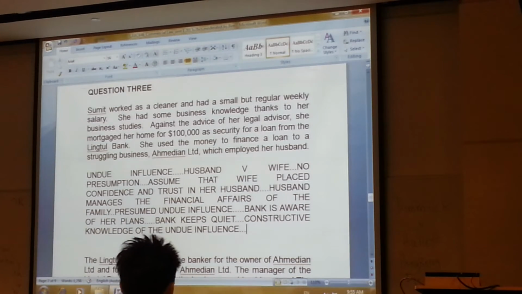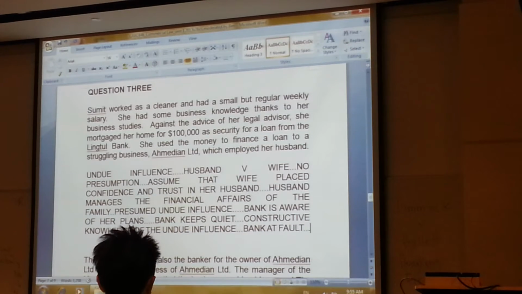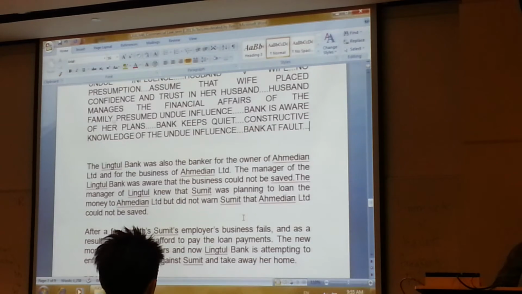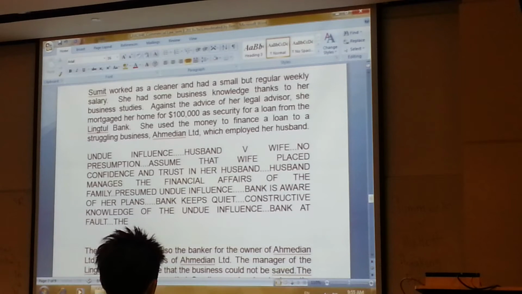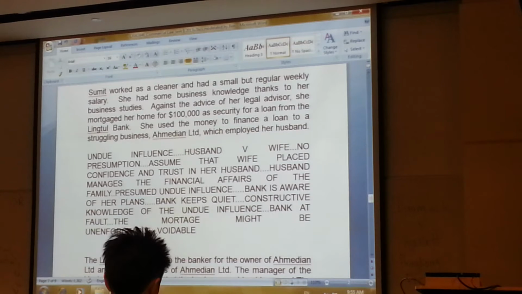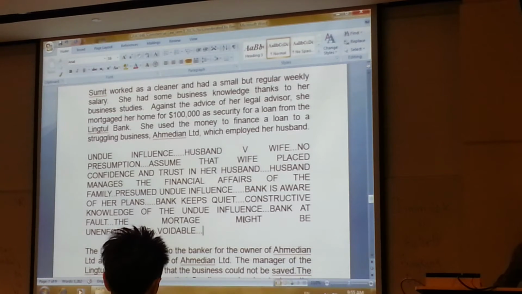So the bank is at fault here. The guarantee, right? Okay, mortgage. The mortgage might be unenforceable. Plus, I can say it's voidable. Now, there's one single problem. Class, we just postpone that problem for a while. Hold on a moment. So we say it might be unenforceable.